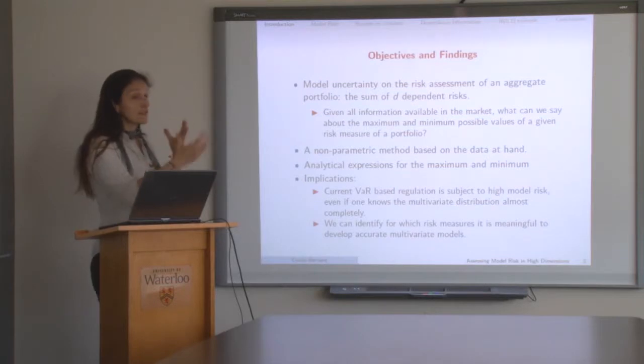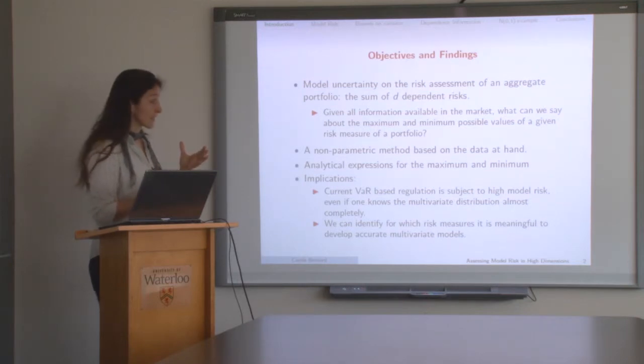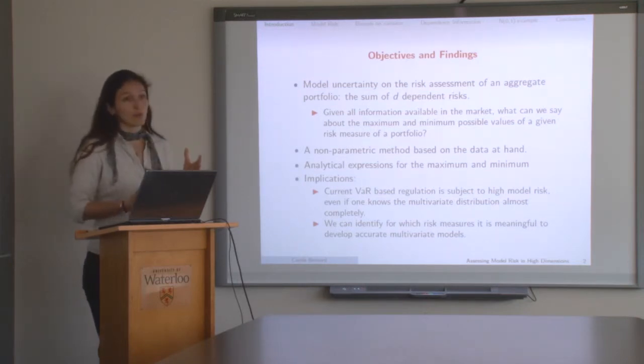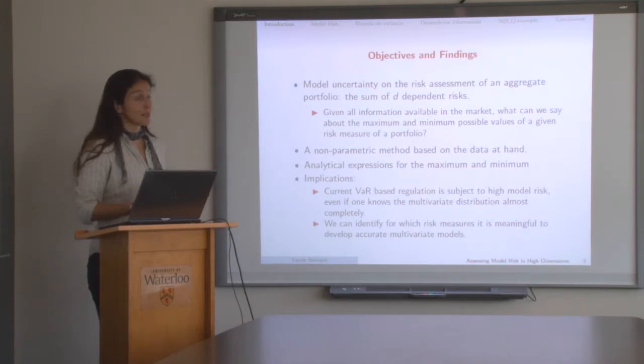The second implication, which is also important, is to say, okay, value at risk used in the market is subject to very high model risk. But there are risk measures that are not subject to the same model risk on dependence, and for which it is actually a meaningful task to develop accurate multivariate models. And one of them is the variance.